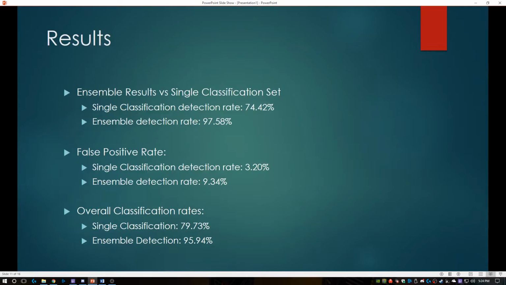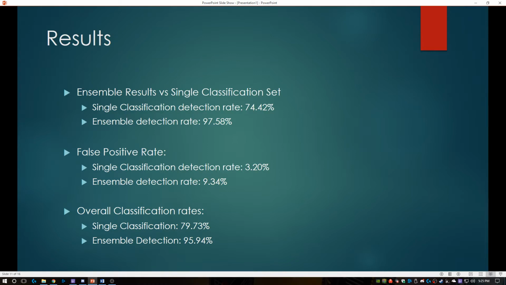When comparing these ensemble results to a single classification set or a single model intrusion detection system, the basic single system has a detection rate of 74%, where the ensemble detection rate increases our accuracy to 97.58%. The false positive rate was a little bit surprising, where a single classification detection has 3.20 percent false positives, where ensemble detection actually has 9.34 percent false positives.